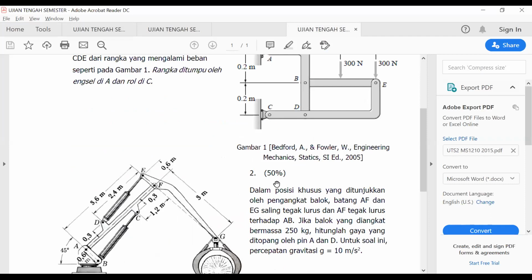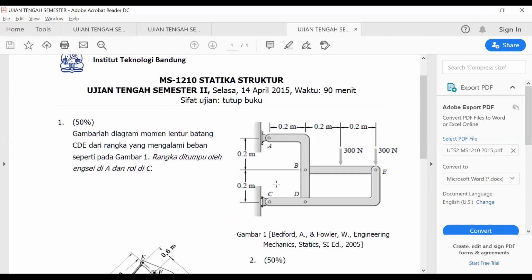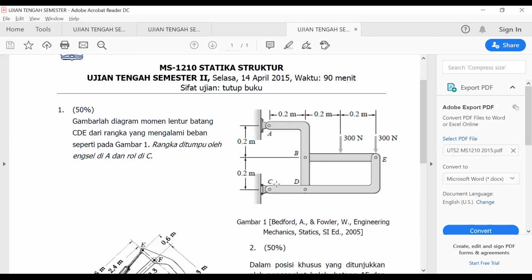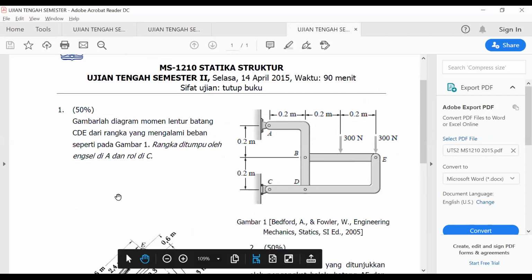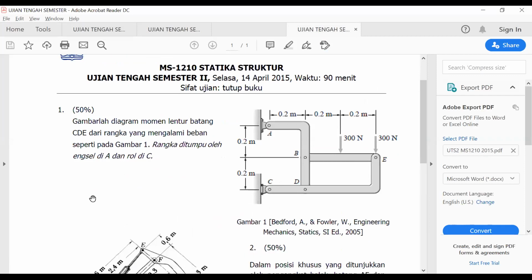I think I will discuss a little bit of everything here, which is directly related to internal force and internal moment. Let's discuss this problem. This is last year's problem as well, 2015. You are asked to draw the moment diagram of member CDE.